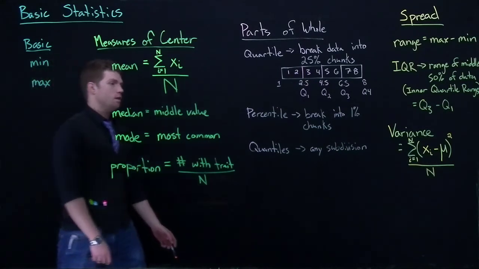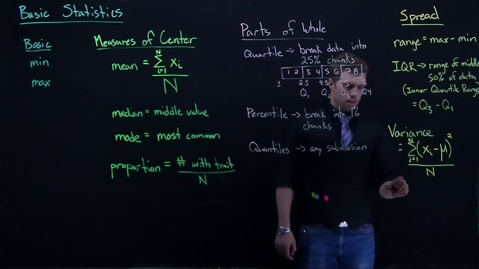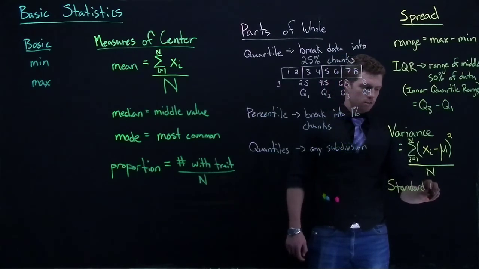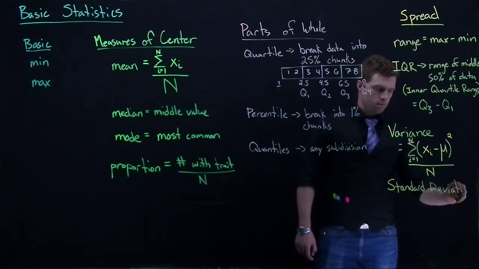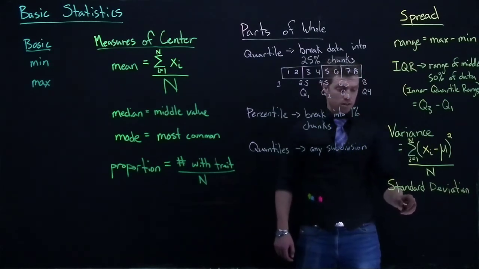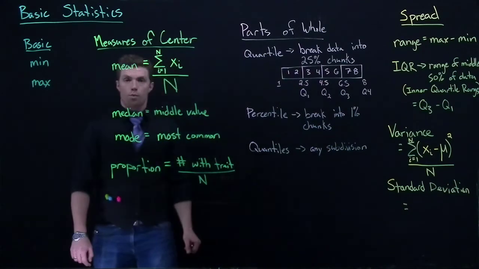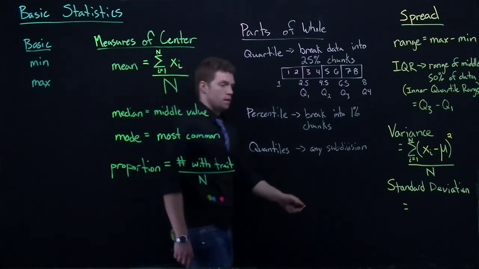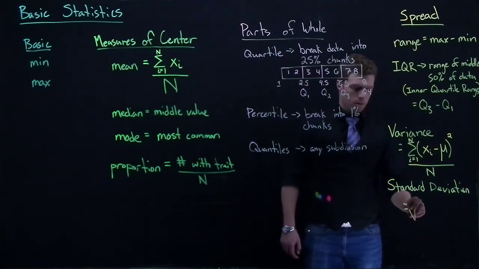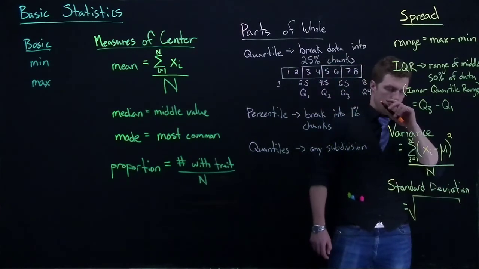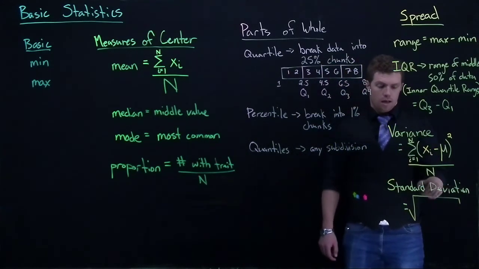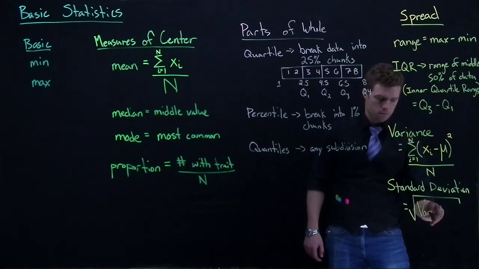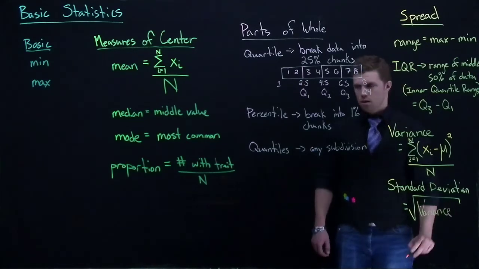Last one that we have is called the standard deviation. And this one is nice and easy. All you have to do to figure out the standard deviation is take the square root of the variance. So I'm just going to write that. Whether we're talking about the population or the sample standard deviation, how we get it is the same. We take the square root of the variance. Okay, so there we go.